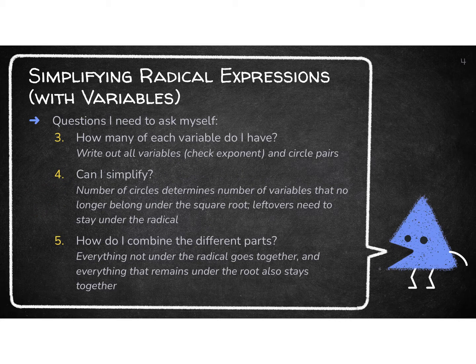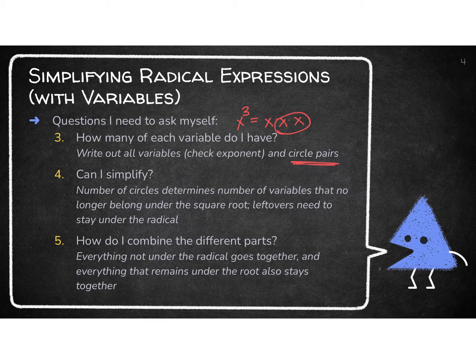Here's how that works. You need to determine how many of each variable you actually have. So when I have x to the third, that means that I have x times x times x. I have 3 of them, okay? So you're going to determine how many you have, and write them all out. The important thing then is you have to circle your pairs. A pair is 2 of them together. We're going to put 2 of them inside a circle.